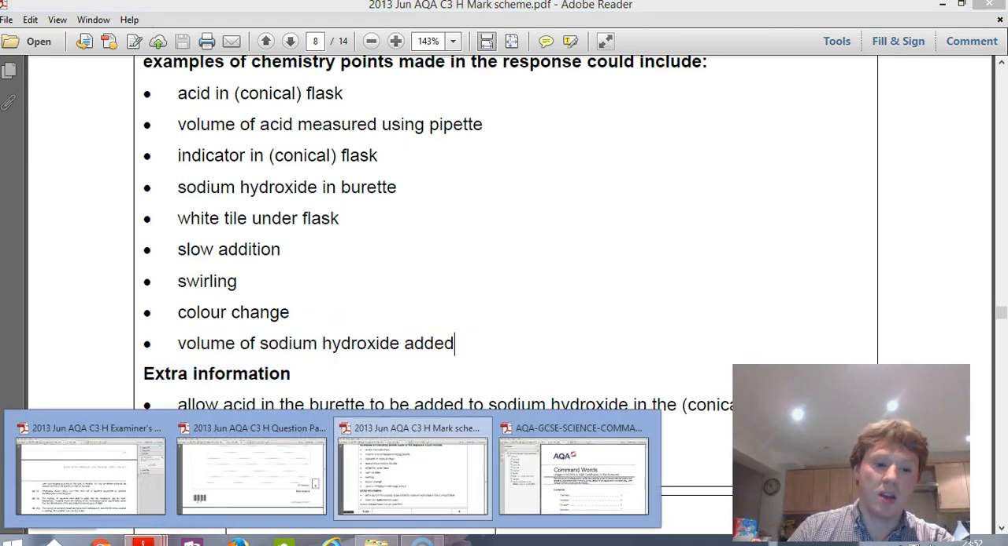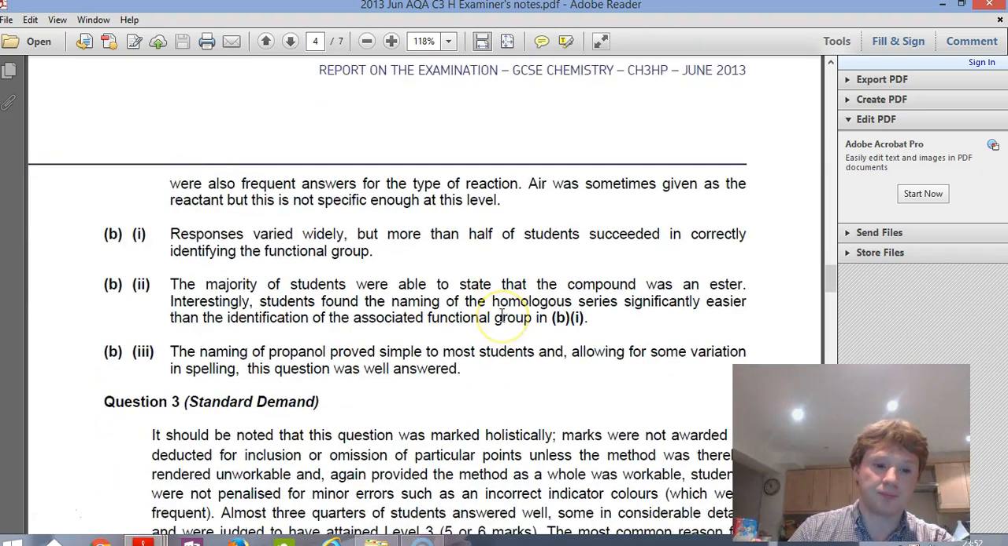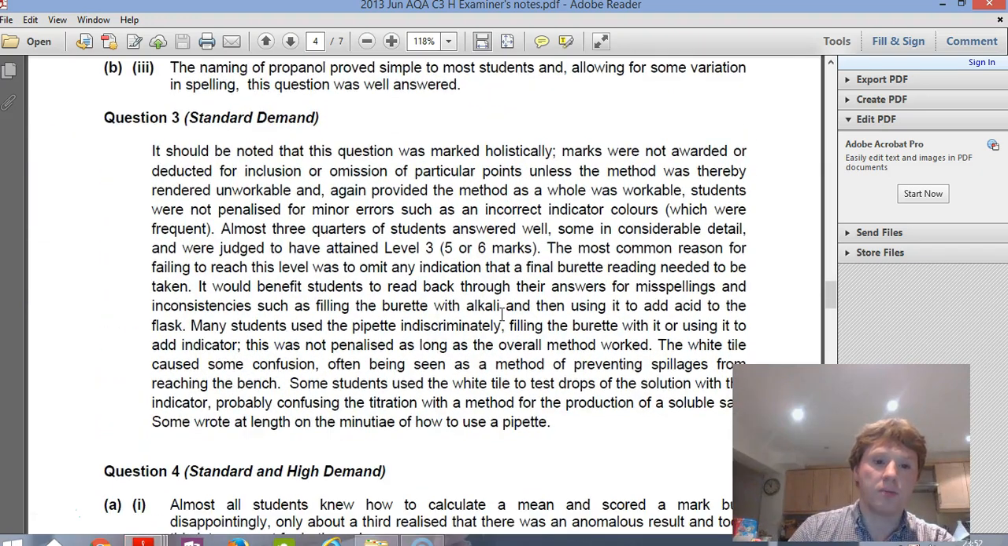Okay. What did the examiner say? Holistically, so it's not just based on how many points you've done. It also counts on what level of points you've done. Students were not penalised for minor errors such as incorrect indicator colours. So the main part is working out the practical, not remembering that phenolphthalein is pink in an alkali and colourless when it's neutral or acidic.